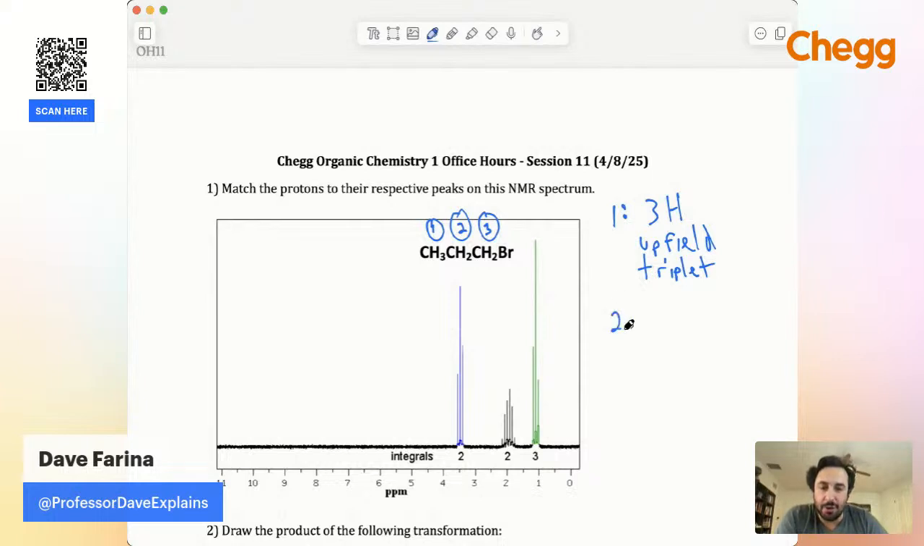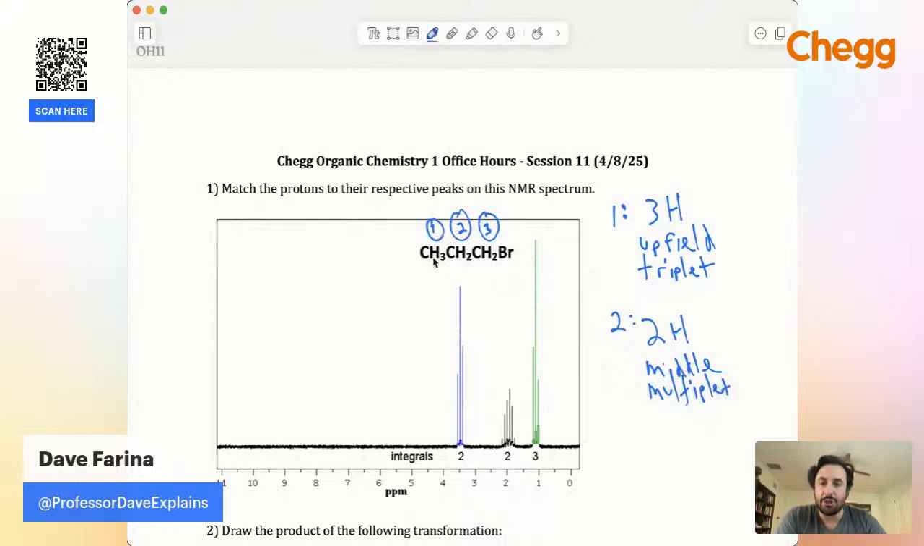Then for number 2, we're going to get that integrated to 2. And we're going to see that kind of in the middle. Let's just call it in the middle because it's closer to the bromine than the methyl, but not as close as this CH2 right here. And that will be heavily split. We're going to call that a multiplet because it's split quite a lot.